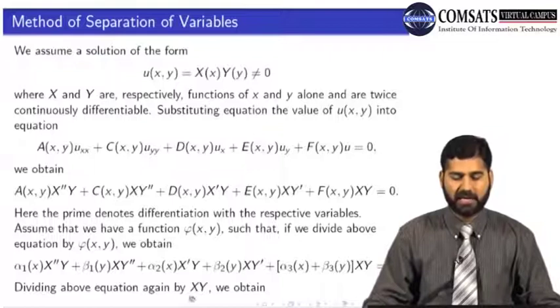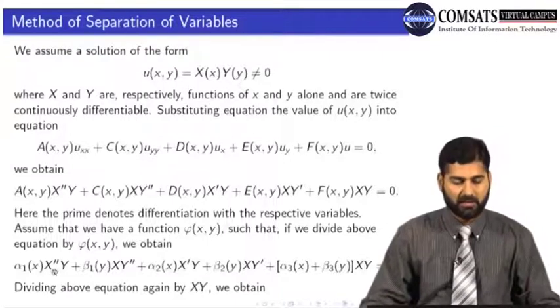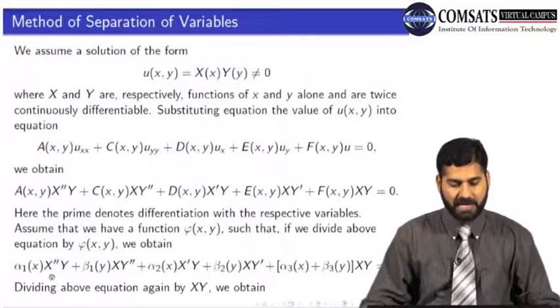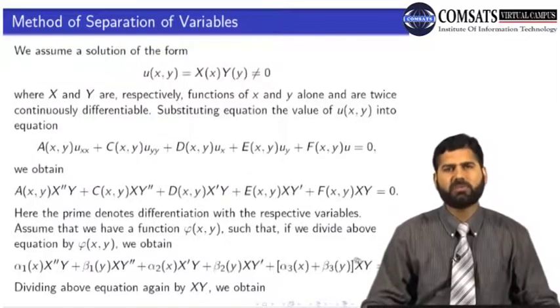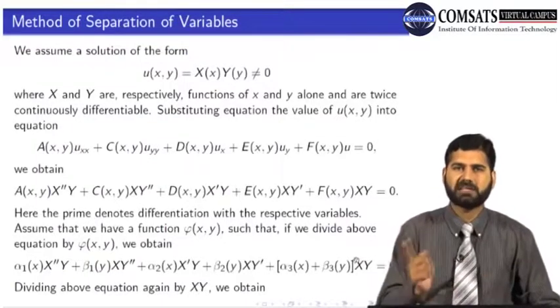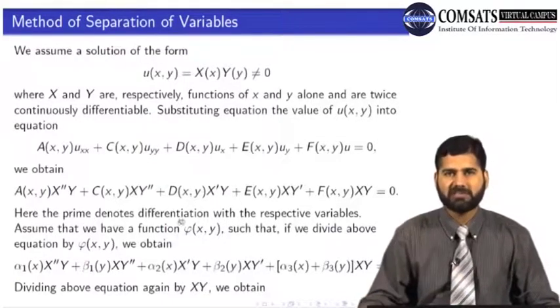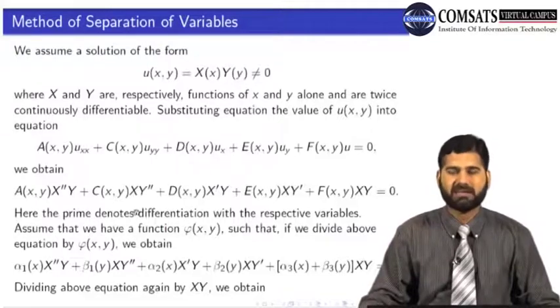Dividing the above equation again by capital X Y. When I divide by capital X Y, Y will be cancelled, X will be cancelled, Y will be cancelled, X will be cancelled. So basically in each term either X will be cancelled or Y will be cancelled. All right, so there won't be any X or Y.